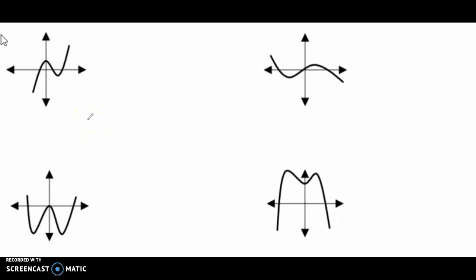Okay, so what I'm going to do is take a minute to show you how you are going to do your Desmos activity. But before I do that, I need to talk about something called end behavior. Now, on the Desmos activity, what you're going to be doing is looking at the end behavior of the graph.